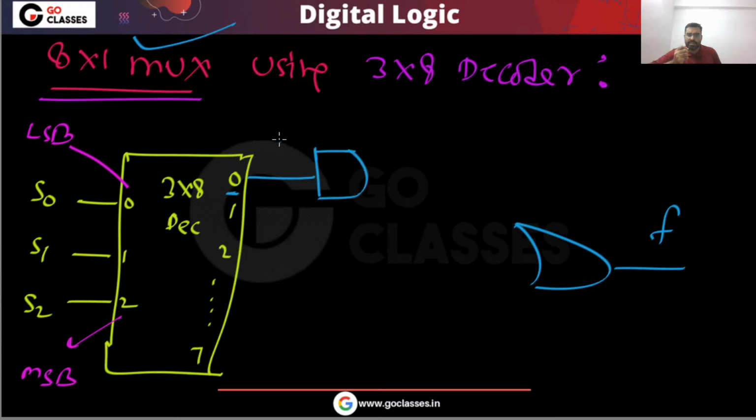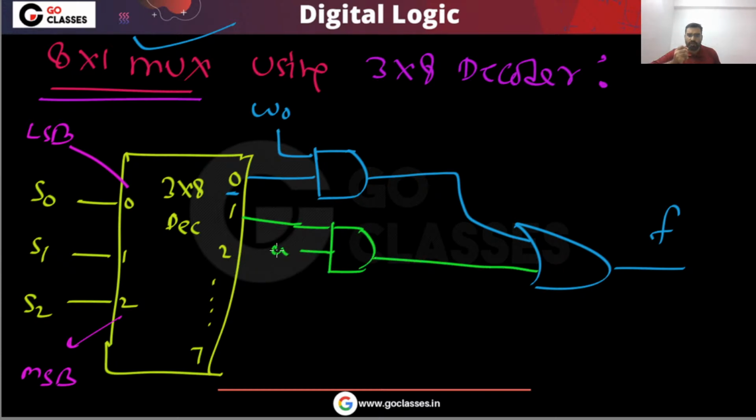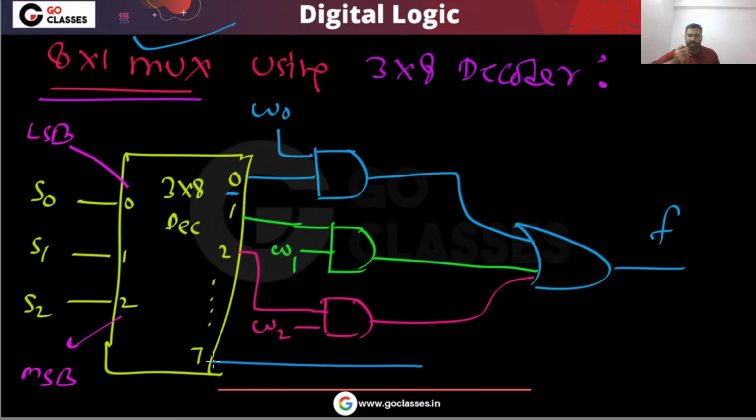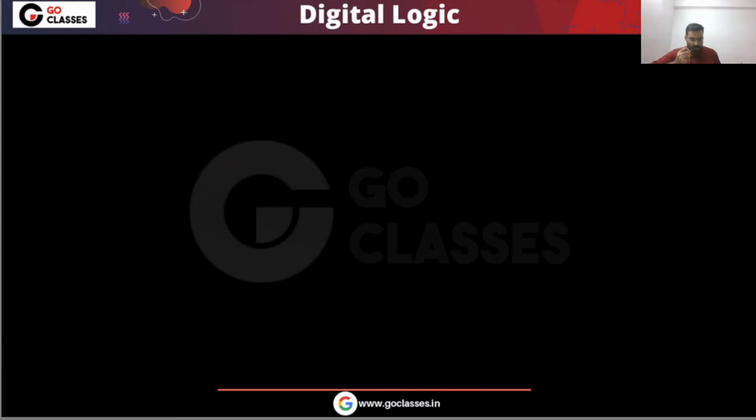So what I can do, I can create this AND gate here, and I can put W0 here. Similarly, I can connect this line to an AND gate, and also connect this to W1. This line I can connect to an AND gate, and connect this to W2. And finally, I can connect this to an AND gate, and connect this to W7. So like this you can create the multiplexer. Very simple. Now let's move on.